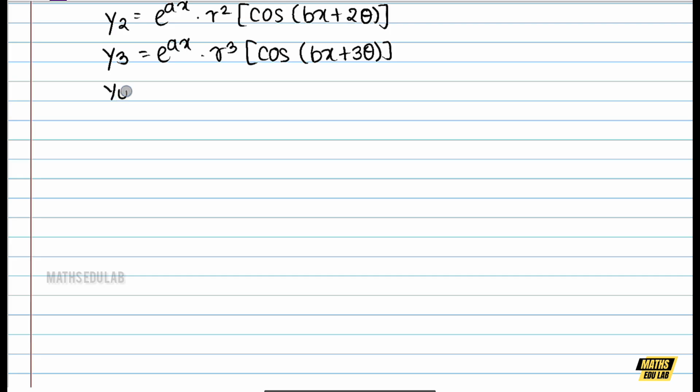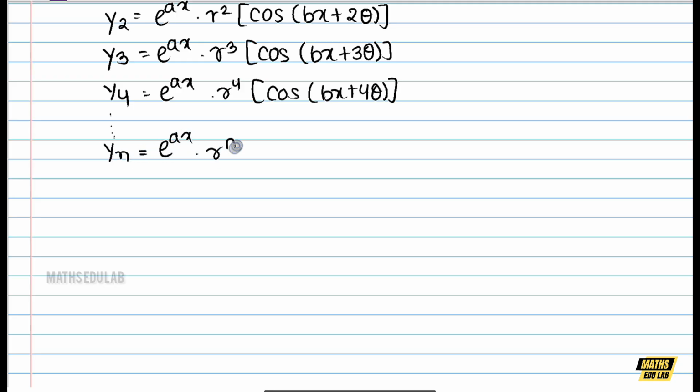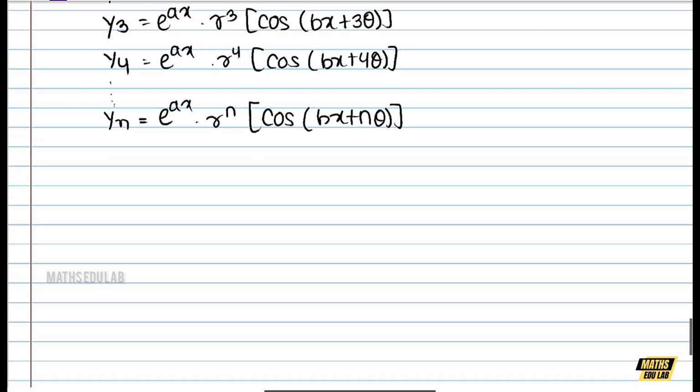Similarly, for the fourth one, e to the power of ax into r to the power of 4 cos bx plus 4 theta. So this is what we have. And if you go for the nth time, yn will be equal to e to the power of ax into r to the power of n, then cos bx plus n theta. So this is what we have, and we have a value for r. So we have to substitute the value for r in this equation.